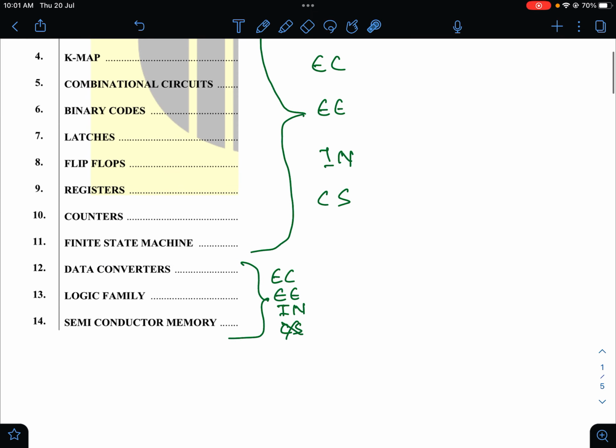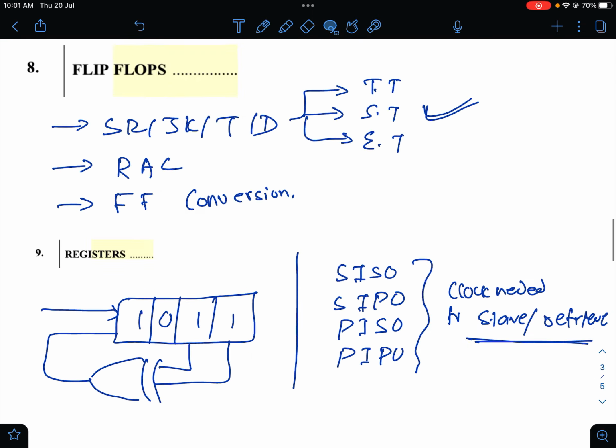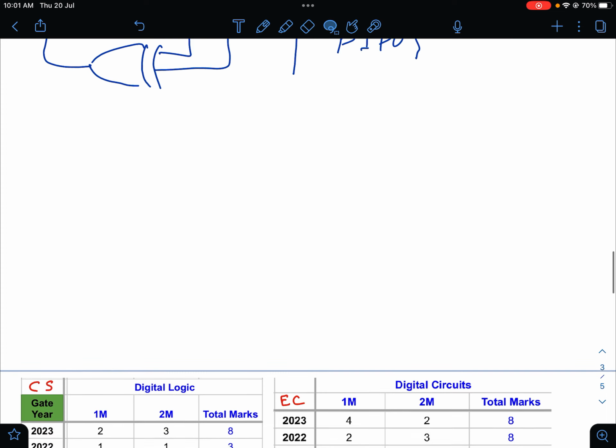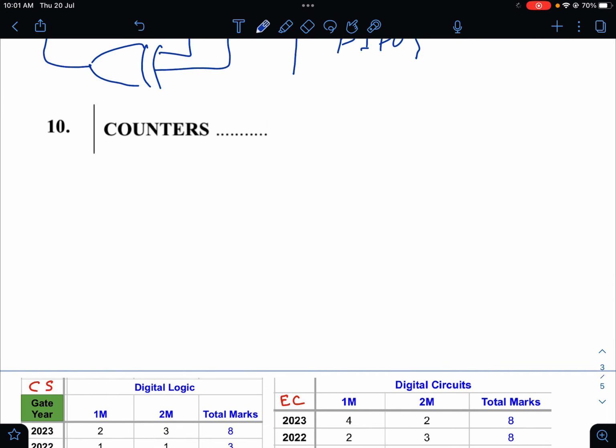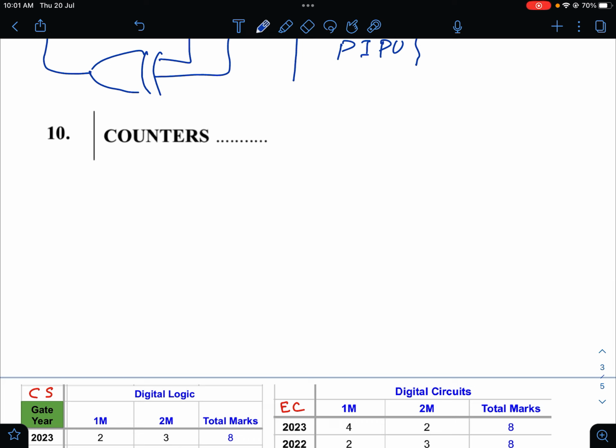So this is all about your 9th chapter, and the 10th topic is counters. Counters weightage is pretty high, students. In the entire course, which particular topic has the highest weightage? The answer is counters. Counters are broadly of 2 types: one is the asynchronous type counter and one is the synchronous type counter.